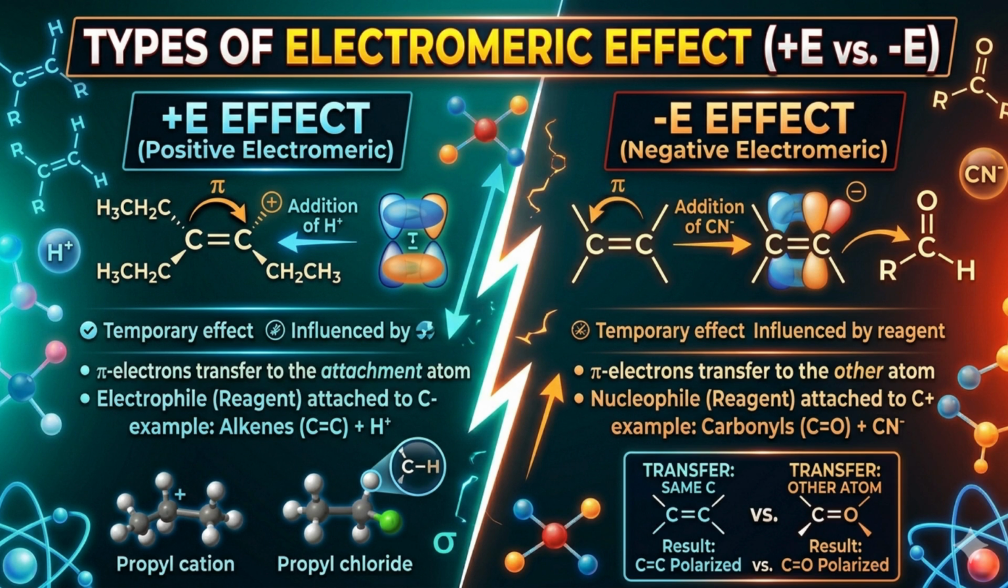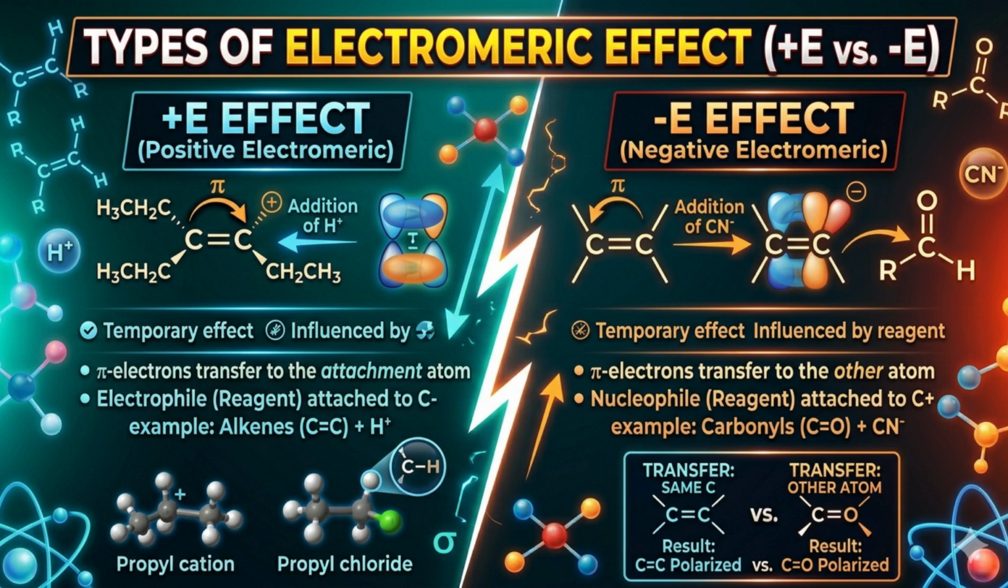Let's start with the plus E effect. In this case, the pi electrons shift towards the atom where the reagent is going to attach. So basically, electrons move in the same direction as the incoming reagent. A simple example is the addition of a proton to an alkene. When the H+ approaches, the pi electrons shift toward the carbon that bonds with the proton. Easy way to remember: plus E means electrons go with the attacking reagent.